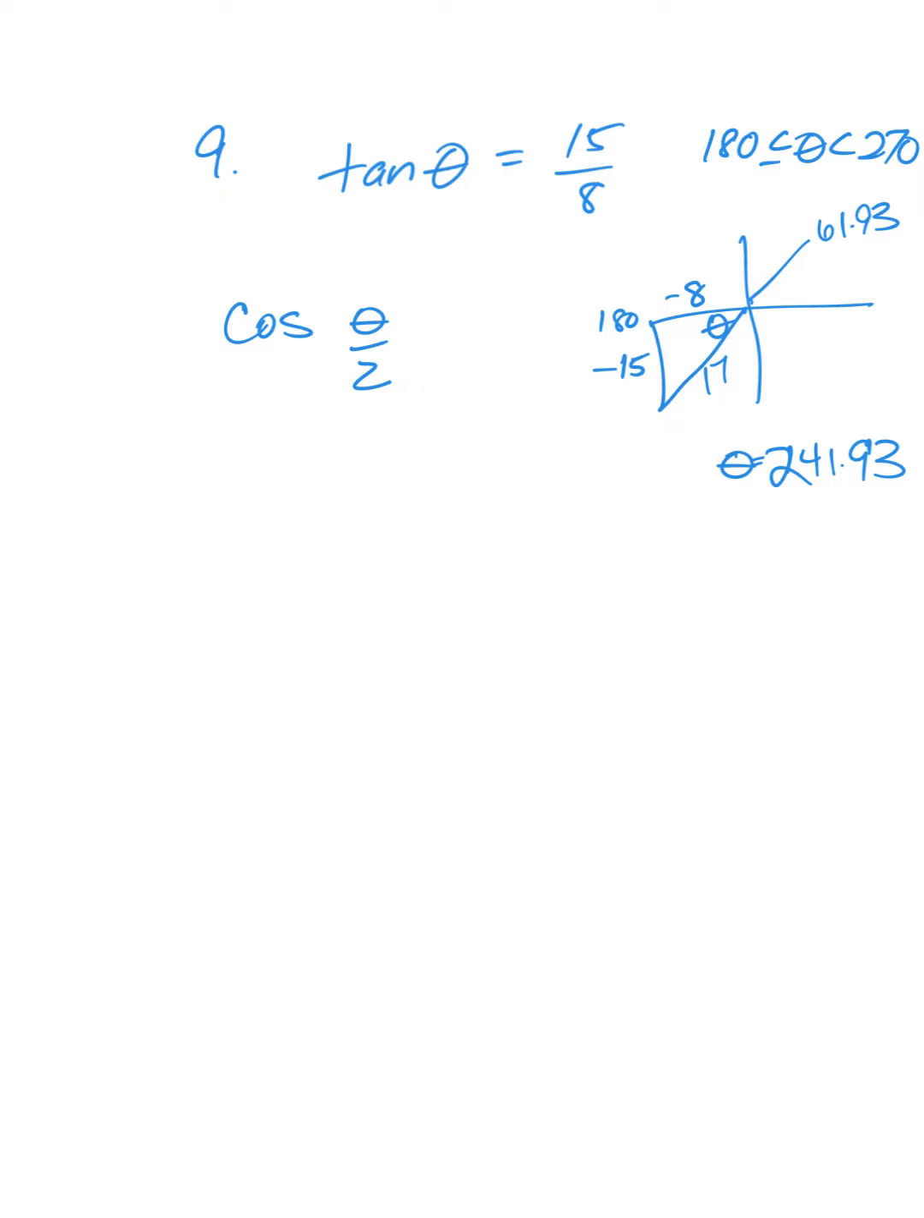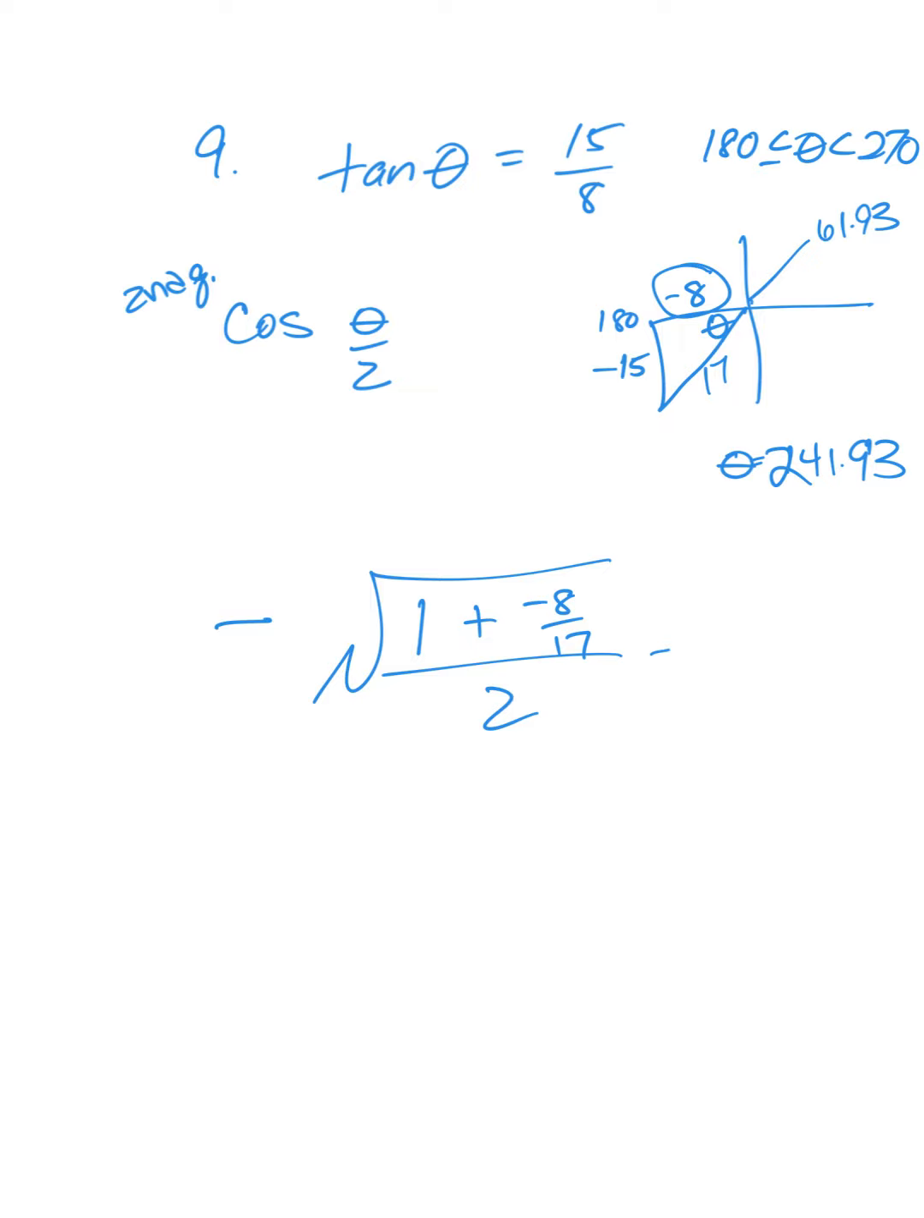Divide that number by 2 and you get 120 something, right? So this answer is going to be in the second quadrant. Does everybody understand that? Because when you divide 241 by 2, you get an angle in the second quadrant. So we know our answer is going to be negative, and so we do cosine of theta over 2, the negative square root of 1 plus cosine of theta. Well, the cosine of theta is going to be negative 8 over 17 because theta is that angle right there, over 2, and this one's a little uglier.